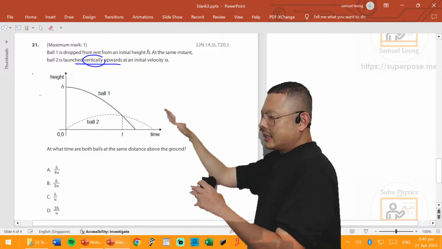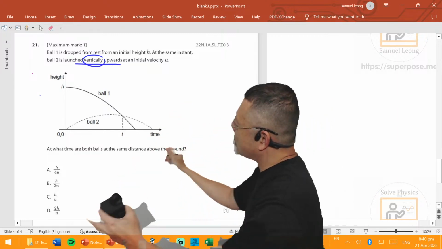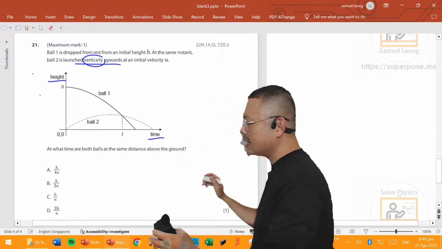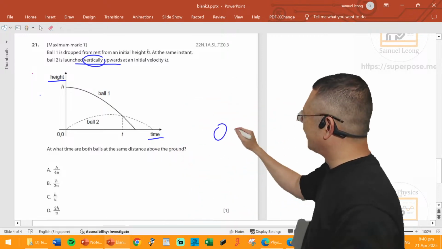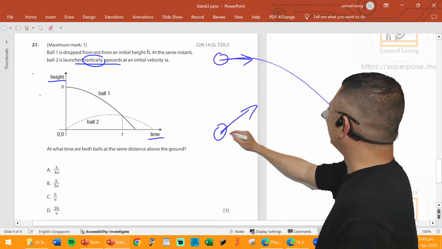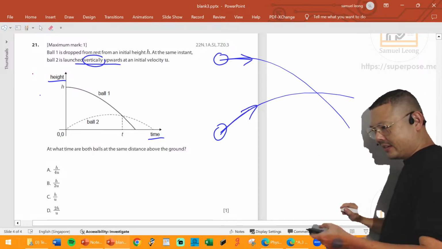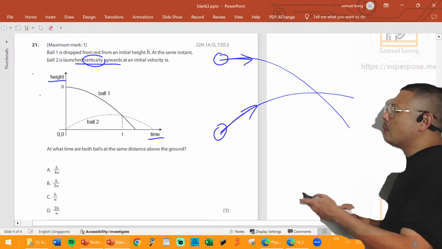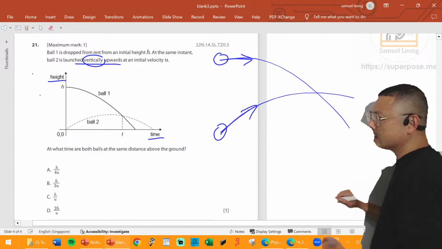Okay, so the thing is, this is a graph. It's just showing the graph of the height versus the time. We are not launching two balls, one at an angle like that and another one like that, and trying to find out what's the cross. No, we are not. You know what we're doing? We're actually dropping one and shooting one vertically upwards.